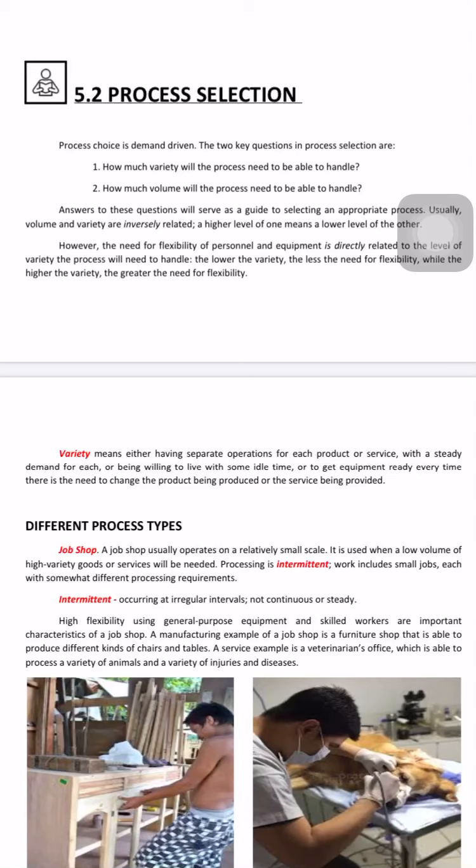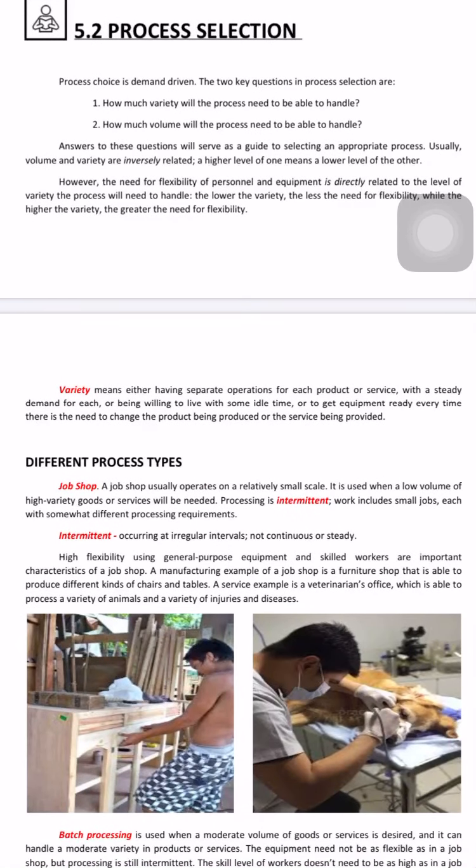Those are those two key questions. Okay? So, answers to these questions will serve as a guide to selecting an appropriate process. Usually, volume and variety are inversely related. A higher level of one means a lower level of the other.